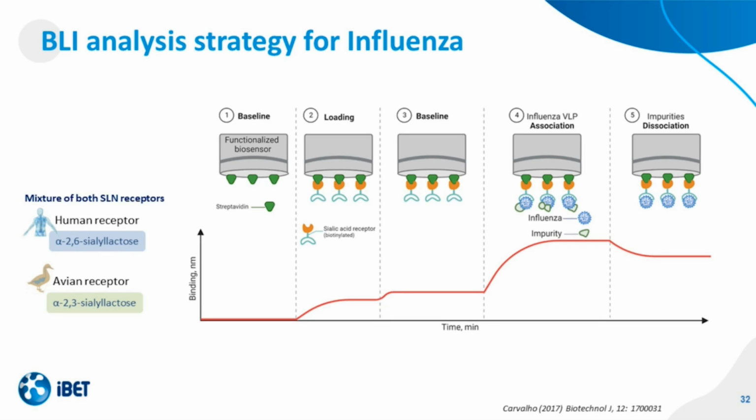And in this case, the strategy used in this assay development and implementation was similar to the one used for the rotavirus case study. However, this one explores the interaction of hemagglutinin protein with the biotinylated sialic acid receptor instead of the antibody. And these receptors are bound to a streptavidin functionalized biosensor. In this case, as we want to compare results from our BLI methods with the hemagglutination assay that uses chicken red blood cells, and we are dealing with hemagglutinin proteins that have a higher affinity to human cells, we use the mixture of both 2,6 and 2,3 sialic acid receptors.